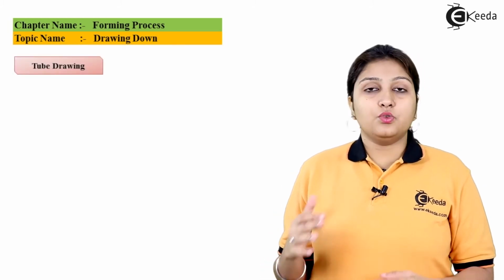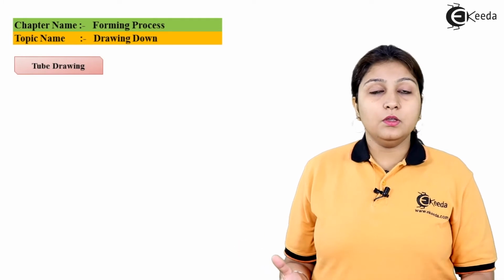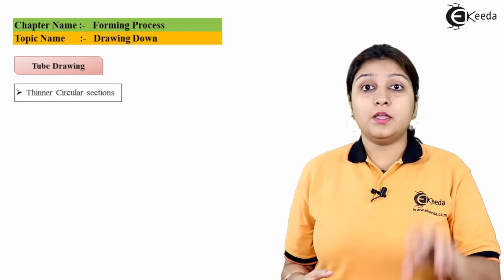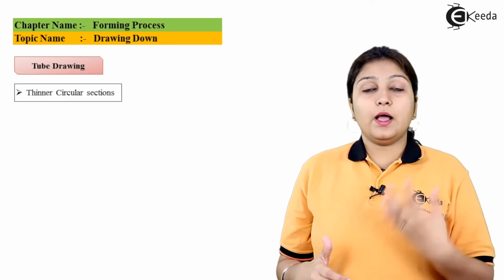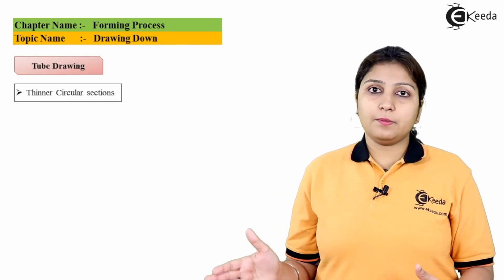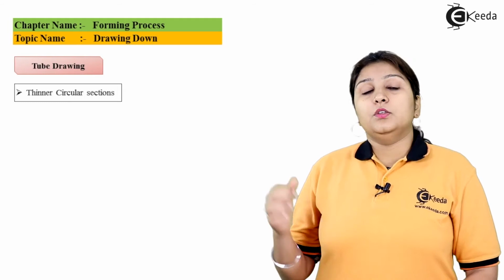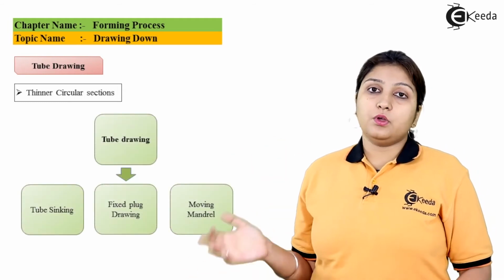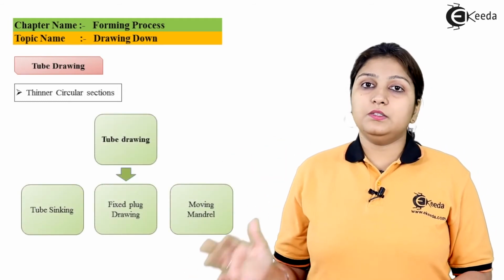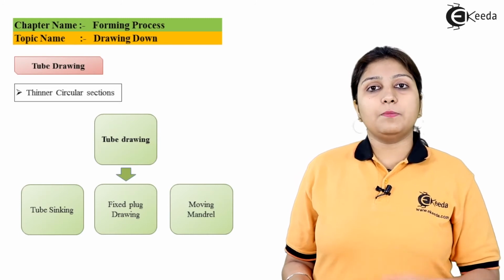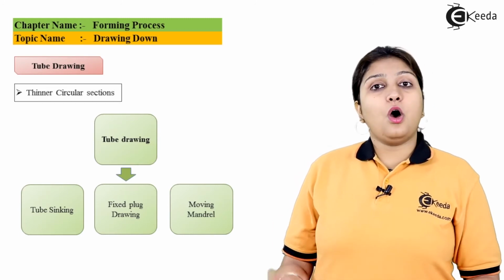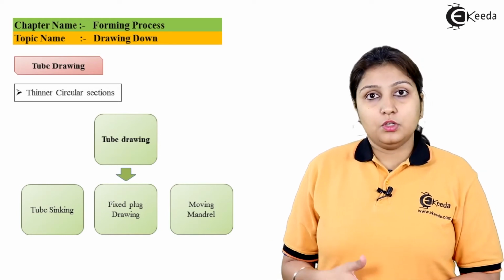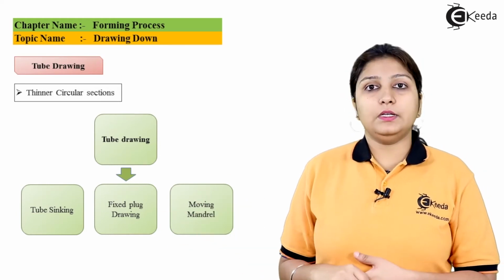The drawing down process can also be stated as tube drawing. In tube drawing, your section gets thinner, but as the name is tube, it is a circular section. It can be classified into various types. These are the basic three types in which tube drawing is classified: tube sinking, or a mandrel can be used, or else a plug can be used. We'll see all three types one by one.